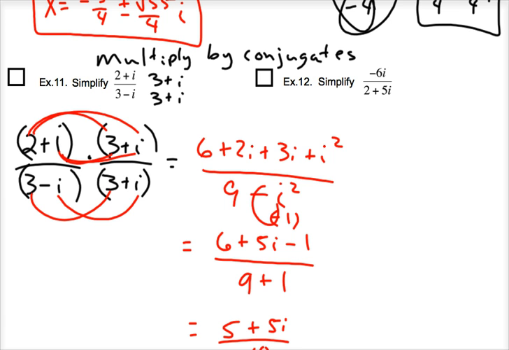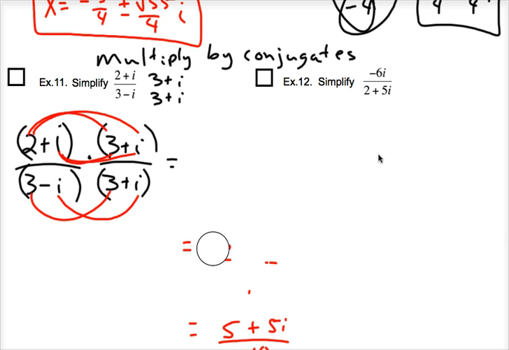Running out of time, don't know if I'm going to make it on this last one here. Let's see what we can do. It's a little bit better because we don't have a binomial at the top. We're going to multiply top and bottom by 2 minus 5i, because that's the conjugate. I didn't see the plus, so I thought it was minus for some reason. So 2 minus 5i, 2 minus 5i.